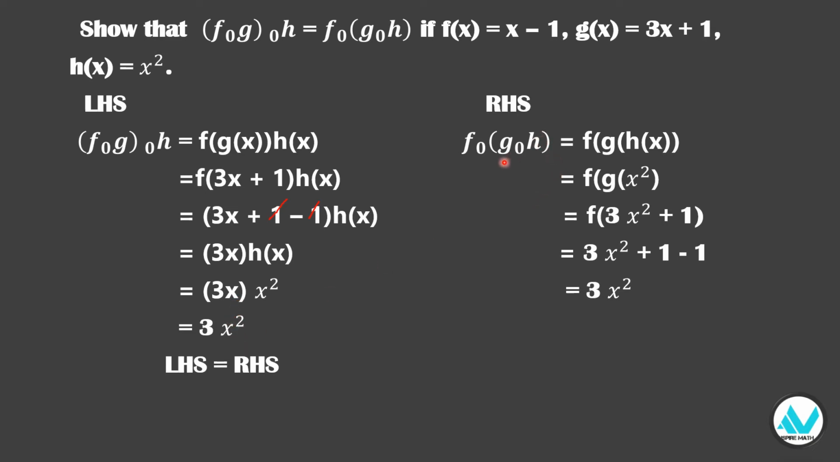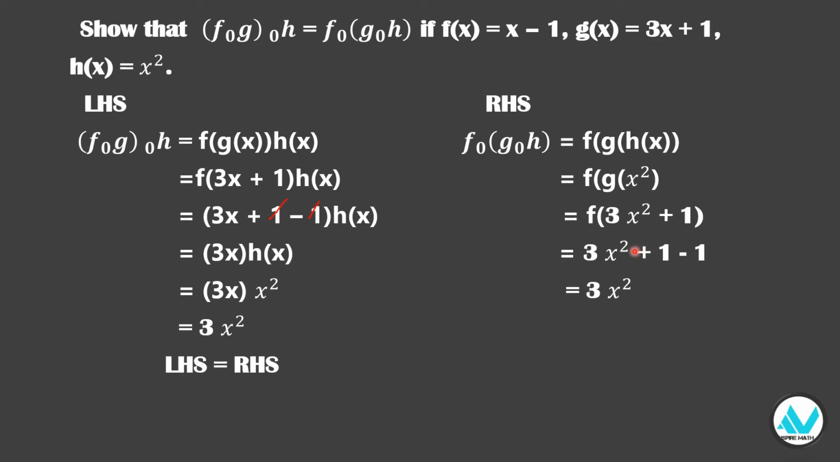Now here f∘(g∘h). Now I'm going to first finish up with my g of h, that is f of g of h of x. Now in place of h of x, I'm going to put x square, that is f of g of x square. Now g of x is nothing but 3x plus 1. So in place of x, I'm going to put x square. So 3x square plus 1. That's what I've written here.